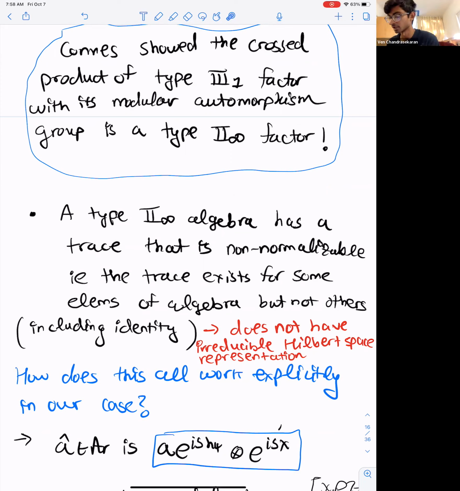A type 2 infinity algebra is one in which there is a trace, but the trace is not normalizable. You can compute the trace for some elements of the algebra, but not other elements of the algebra. In particular, the identity element doesn't have a trace. But you can think of the trace of the identity as giving you some infinite number, and you should interpret the type 2 infinity algebra as essentially a renormalized trace for everything else. So you strip off the infinite divergence from the trace of the identity from all the other traces, and you have a well-defined thing that's left over. So that's essentially what a type 2 infinity algebra is.